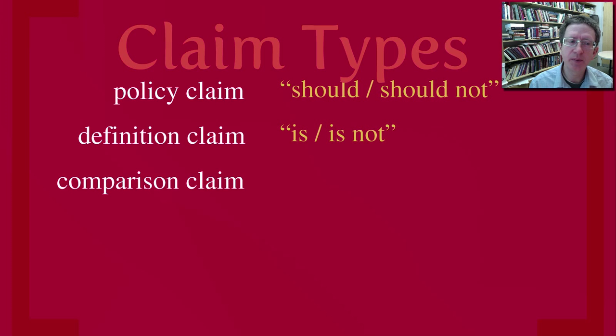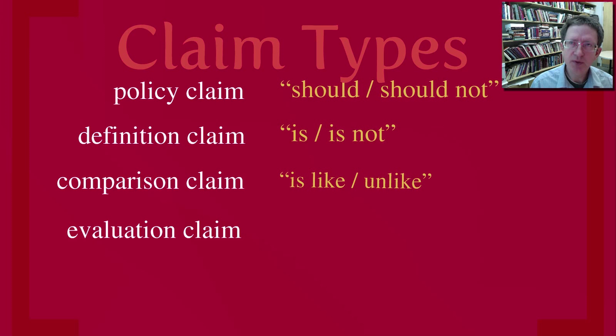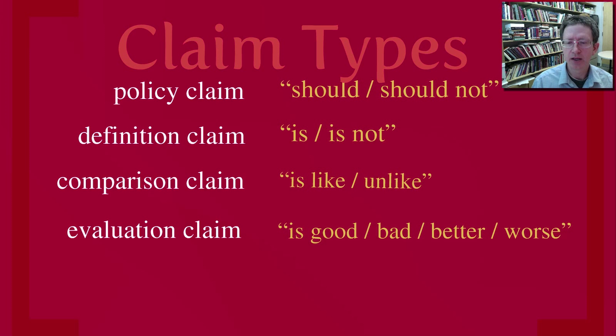A third type of claim is a comparison claim, where you say something is like or unlike something else. That's closely related to this other kind of claim, an evaluation claim, but that's where you have some kind of standard involved. And so you can say that something meets a standard or fails to meet a standard, it's good or bad.